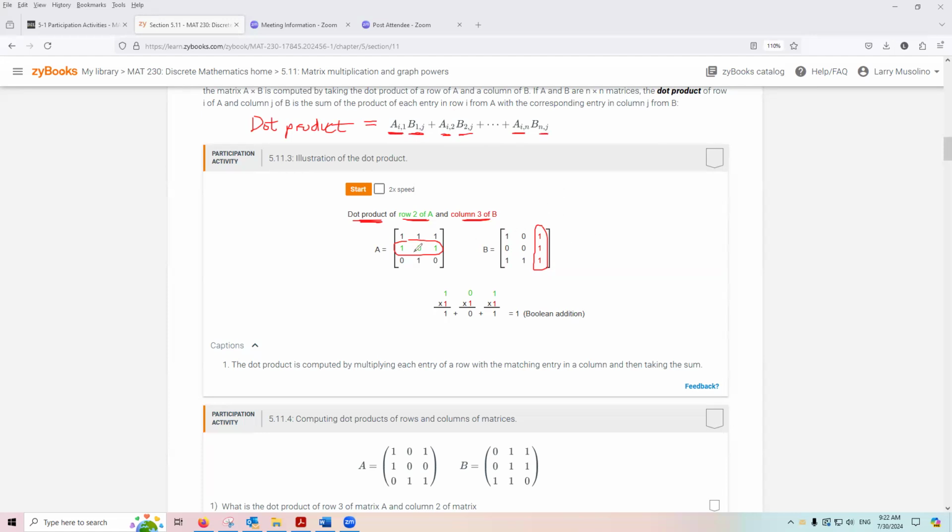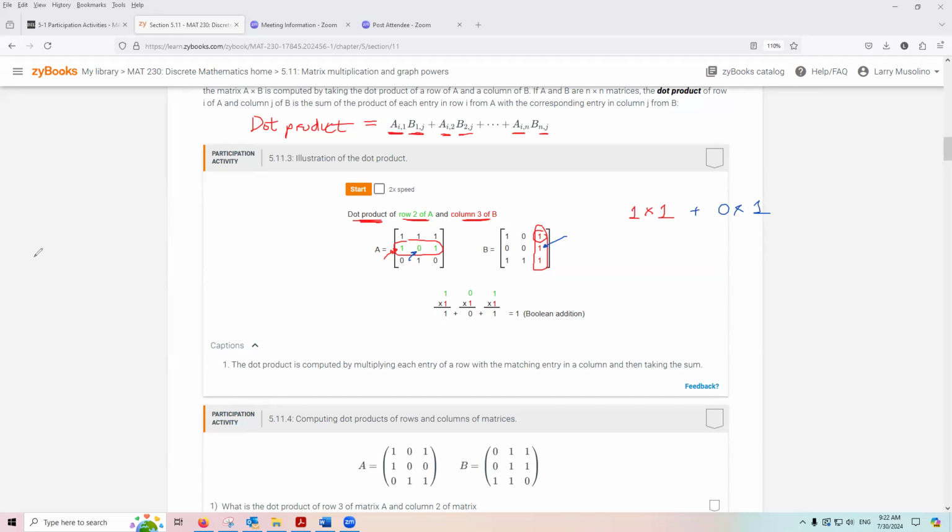Let's start with row 2 in A. So I'm going to start here with this 1. I'm going to multiply it by the first entry in column 3 of B. So that's going to multiply this one. So that's going to be 1 times 1. Remember, this is Boolean. Let me go to the next entry. I'll do this in blue. The next entry is a 0. I've got to multiply it by the next entry in the column. So that's going to be 0 times 1.